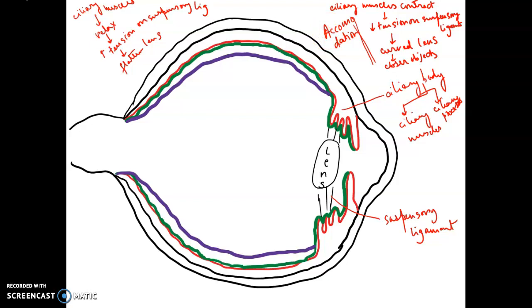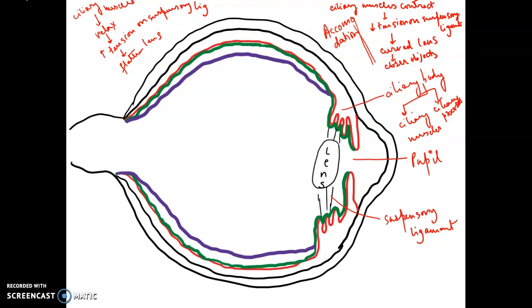Few other things. The opening between the iris, this part is called the pupil. The pupil helps light rays to enter the eye, and then that light gets refracted by the fluid and the lens, and it gets focused onto the retina of the eye. So that's the pupil.